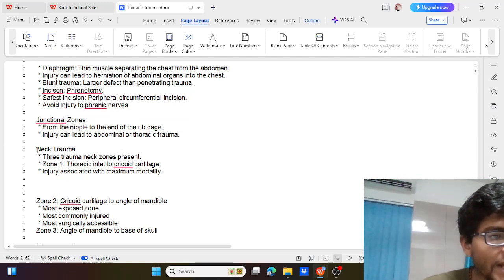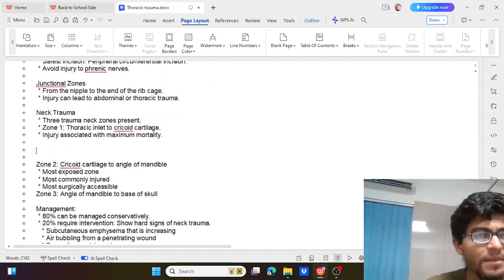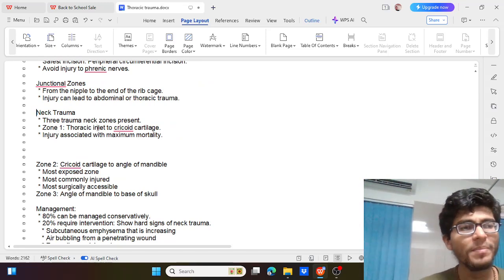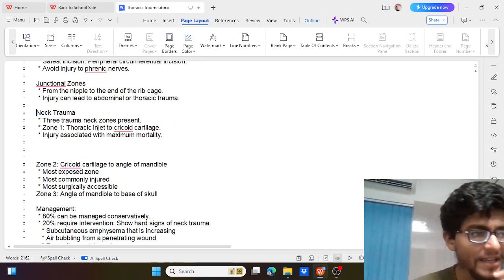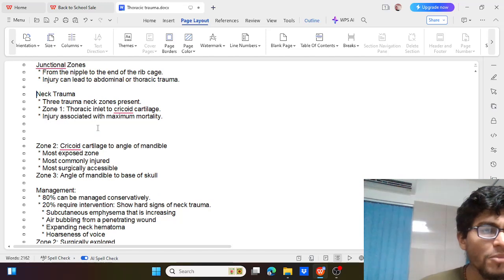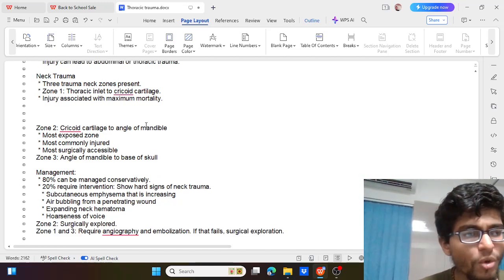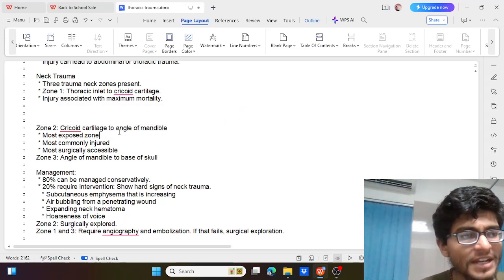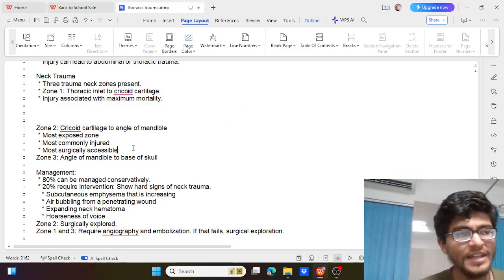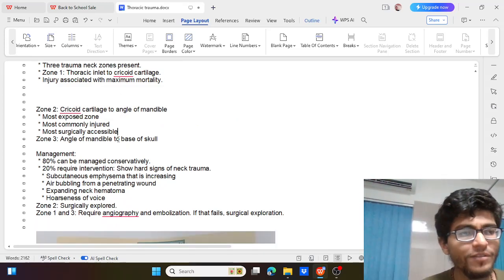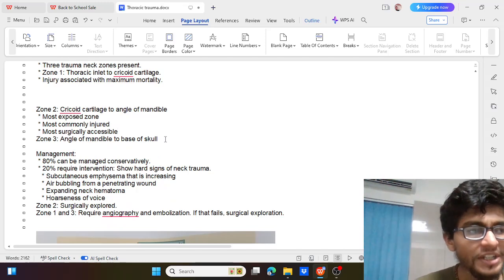Then lastly, coming to neck trauma, which we have already discussed yesterday, but we'll just quickly go through it. So zone 1 is the lower part from the sternum to the cricoid cartilage and is associated with maximum mortality. Cricoid cartilage to the angle of mandible, which is the most common exposed zone and most commonly injured and is surgically accessible. And angle of mandible to base of skull, which is zone 3.